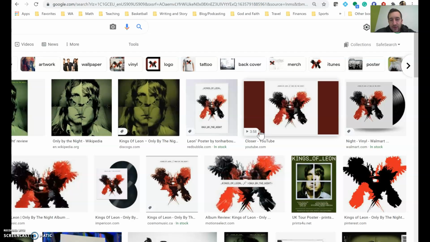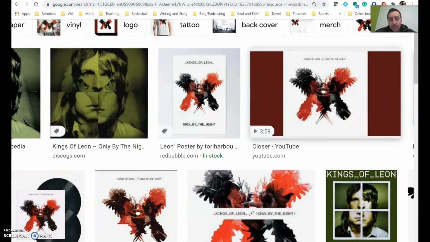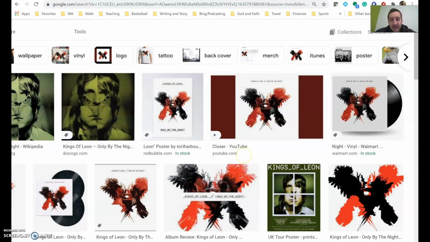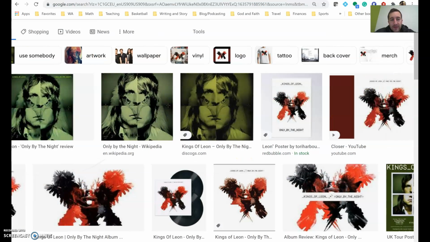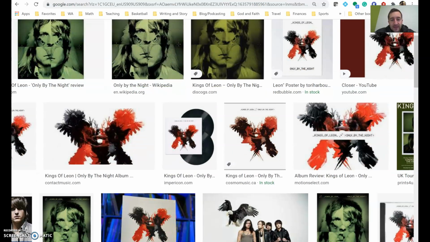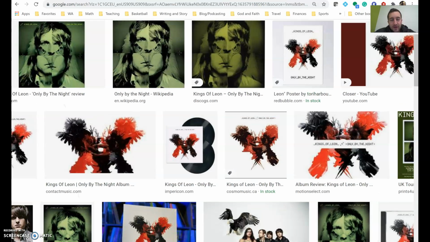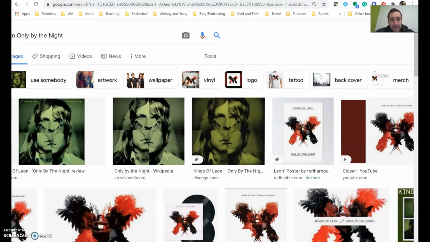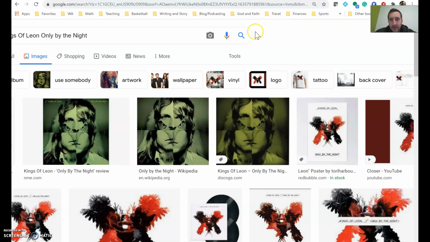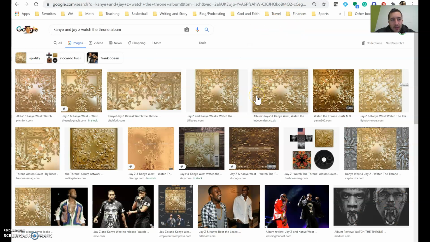This was my freshman year of college. Crushed this album. Saw them in concert twice in Nashville during college. Only by the Night has the famous tracks like Use Somebody and Sex on Fire, and those are just getting started, some of the best ones. Love that one. My third album, shout out to Kanye and Jay-Z, Watch the Throne.